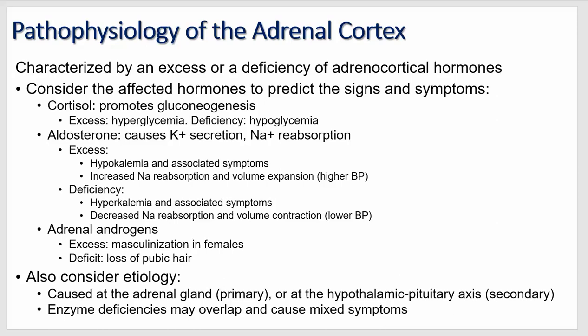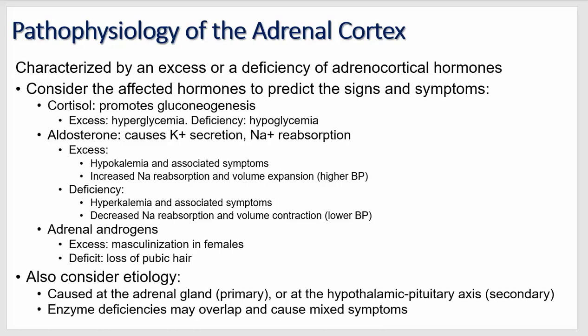So if cortisol is increasing glucose levels, then with overactivation of the adrenal cortex, you're going to have hyperglycemia, too much glucose. If you have a deficiency, you're going to have hypoglycemia. Now, I know that patients who don't have blood sugar problems, when they start taking steroids, will suddenly have hyperglycemia, and they'll be essentially diabetic, maybe taking insulin.